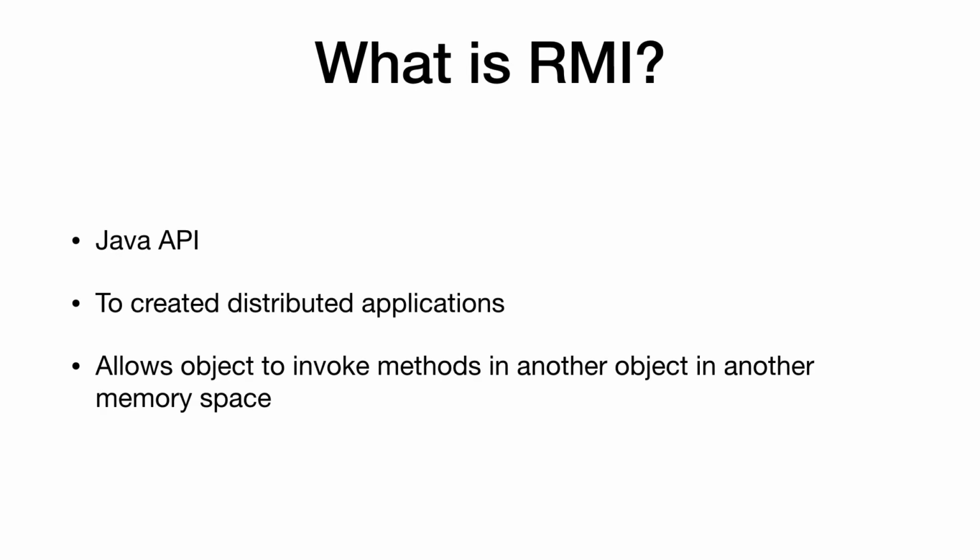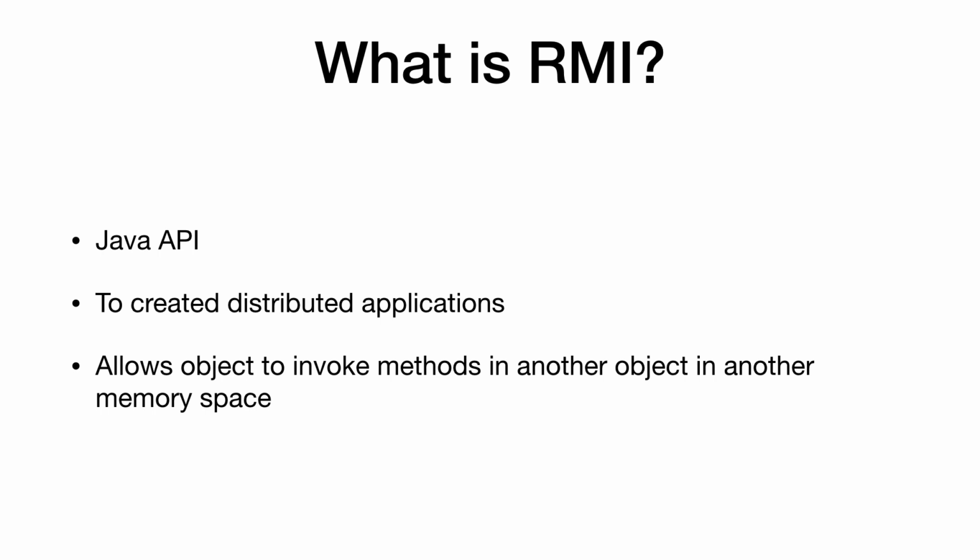What is RMI? It is a Java API that is used to create distributed applications. So what is an API in the first place? An API is a set of routines, protocols and tools for building applications. And what are distributed applications? Distributed applications are applications or software that is run on multiple computers within a network.